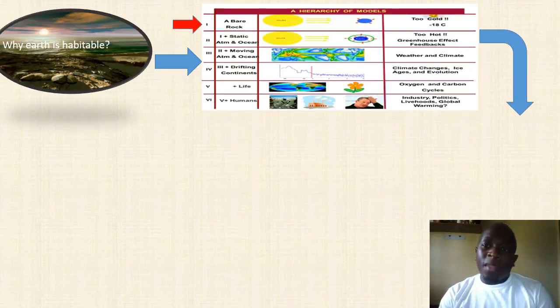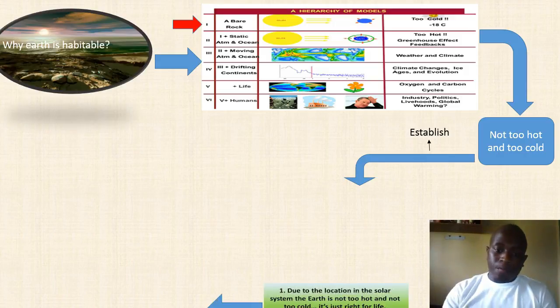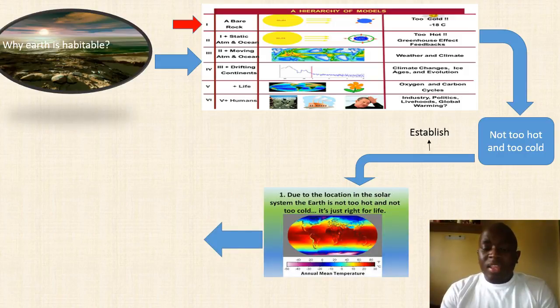And I went and chose one model for whether the earth is habitable because it's too cold or too hot. It's not too hot or not too cold. After developing my model, after making approximations and parameterizations, I develop a model which is not too hot or not too cold. Then after I establish my model, I get the results. And the result said, due to the location in the solar system, the earth is not too hot and not too cold.